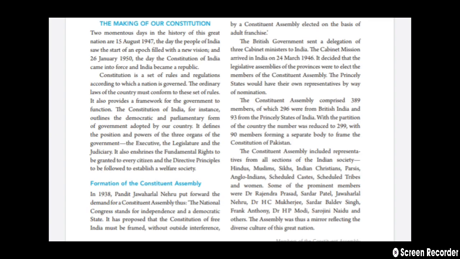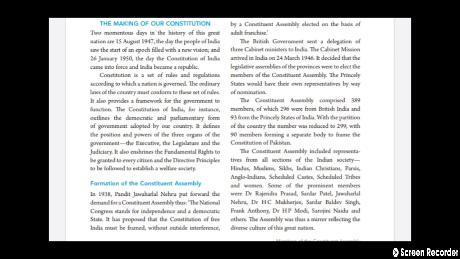The princely states would have their own representatives by nomination. The Constituent Assembly comprised 389 members, of which 296 members were from British India and 93 members were from the princely states of India.